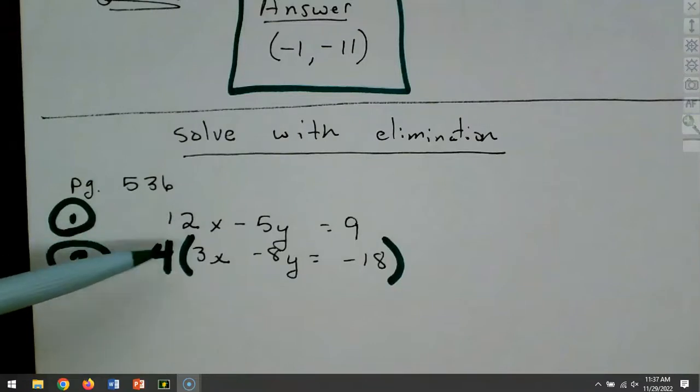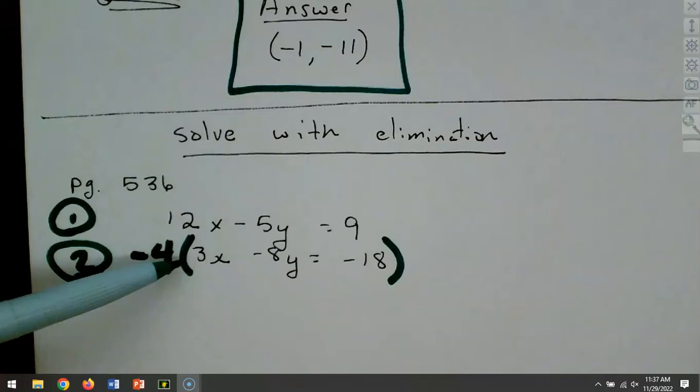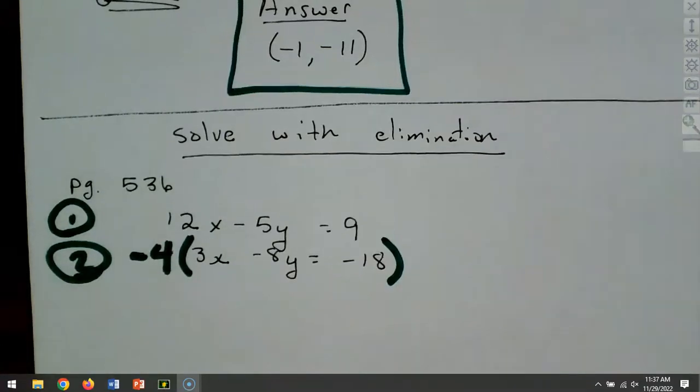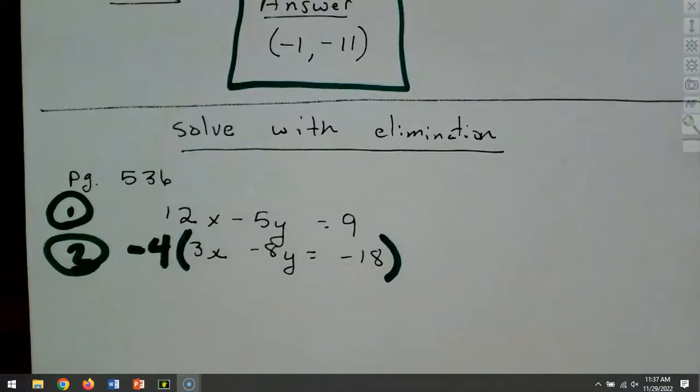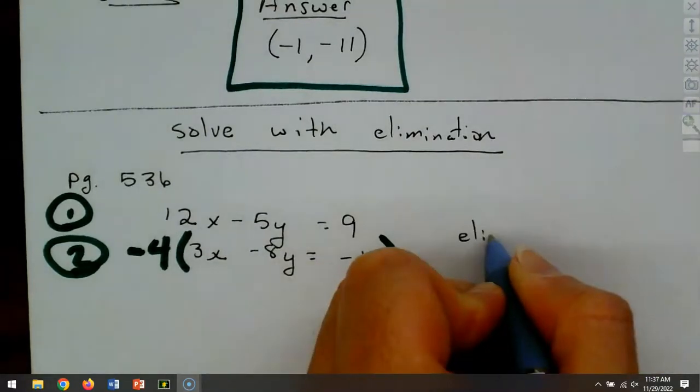And if I use a negative 4, well, that would make this one then what when I distribute? Negative 12x, and they'll cancel. So we're going to eliminate for the variable x. I could have eliminated for y, but it would be more work, right? Because 5 and 8 have nothing in common. I'd have to use a 40 for the least common denominator, and that would make it a lot more complicated. You want to reduce down the number of steps as much as possible. And we're going to eliminate for the x here.